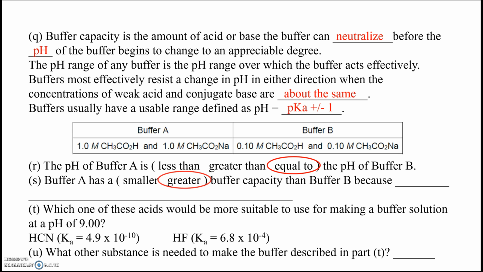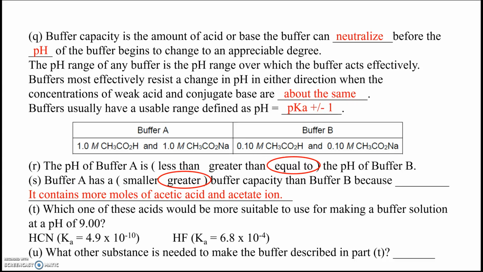But buffer A has got a greater buffer capacity than buffer B because it just contains more moles of acetic acid and acetate ion. Therefore, it can absorb a greater change or greater deviation from the initial concentration.